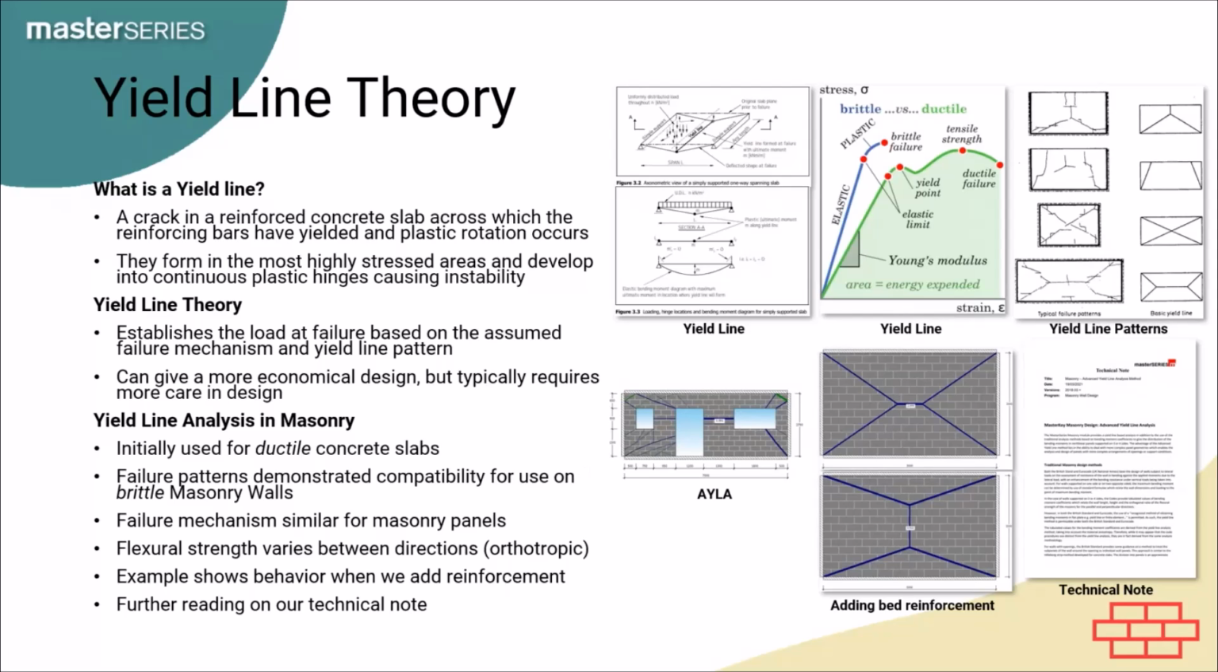The Concrete Centre publication, Practical Yield Line Design, was able to demonstrate compatibility between the loads at failure and predicted failure loads for a masonry wall. So you can see that the failure patterns of laterally loaded masonry walls are similar to those of reinforced concrete slabs in the image.